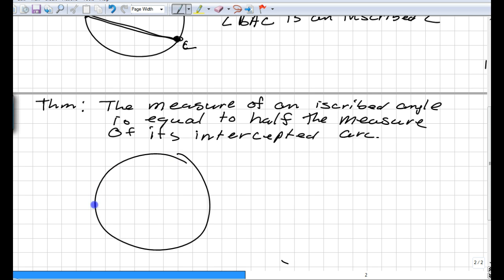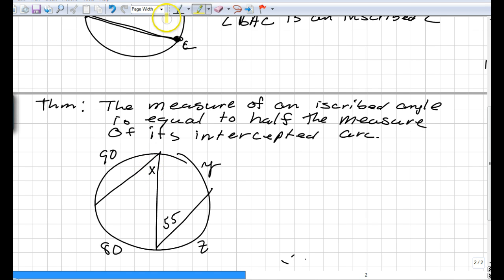So I have, right, so I know that this is 90, this is 80, this is Y, this is 55, and this is Z. Okay? And this is X, right? So this angle is an inscribed angle, so its measure is equal to half the intercepted arc. So this angle is 40 degrees, okay?